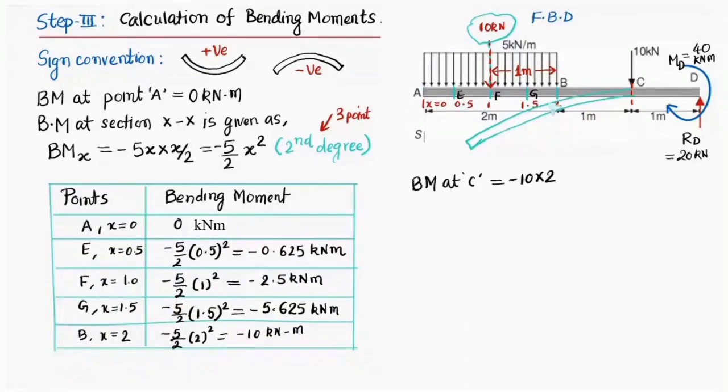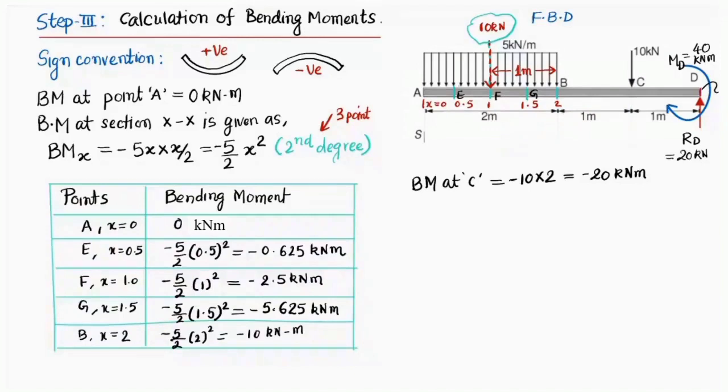So we have considered this uniformly distributed load. There is no other force which would cause bending moment at point C, because the 10 kilonewton point load is acting at the same point C, so it will not cause any bending moment. So this is the bending moment acting at point C, and the value would be minus 20 kilonewton meters.